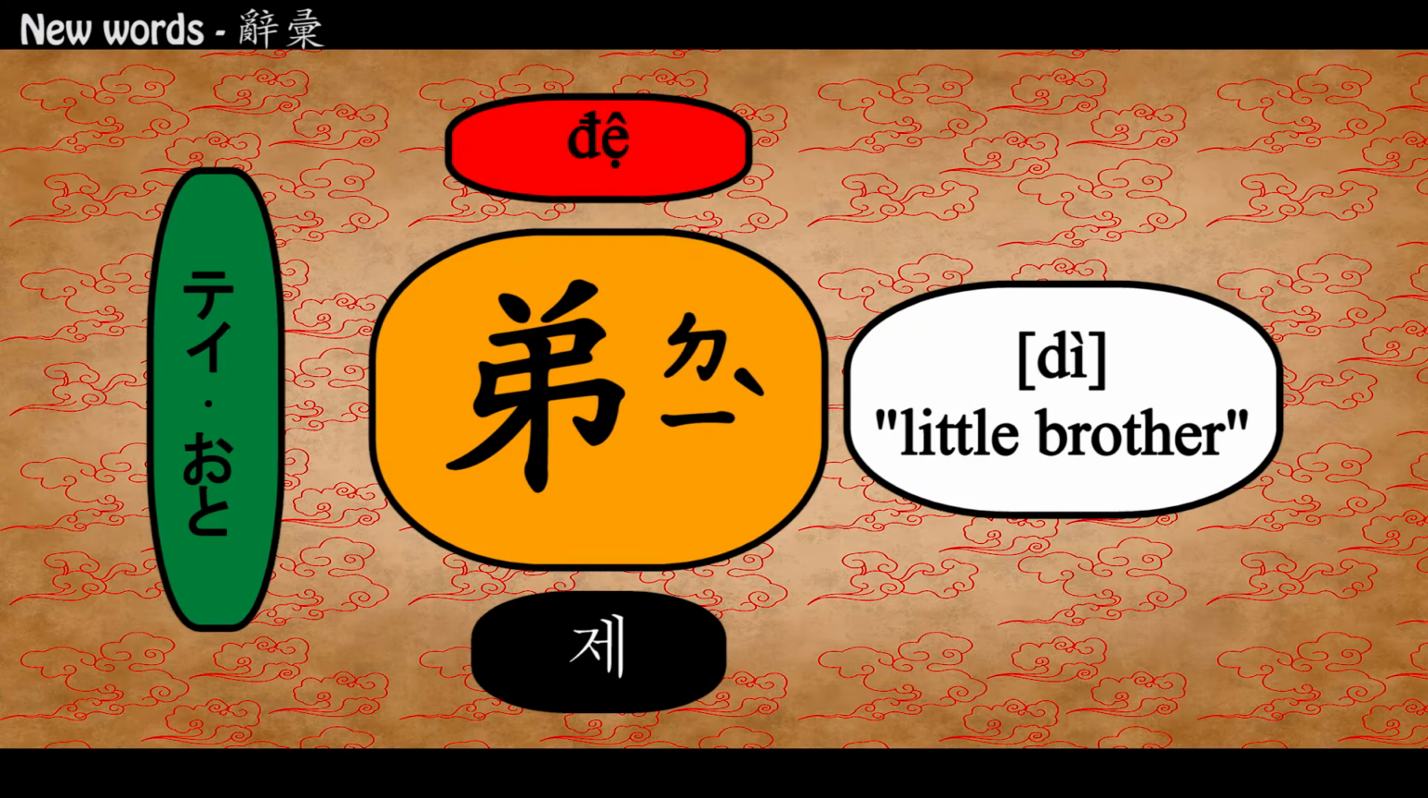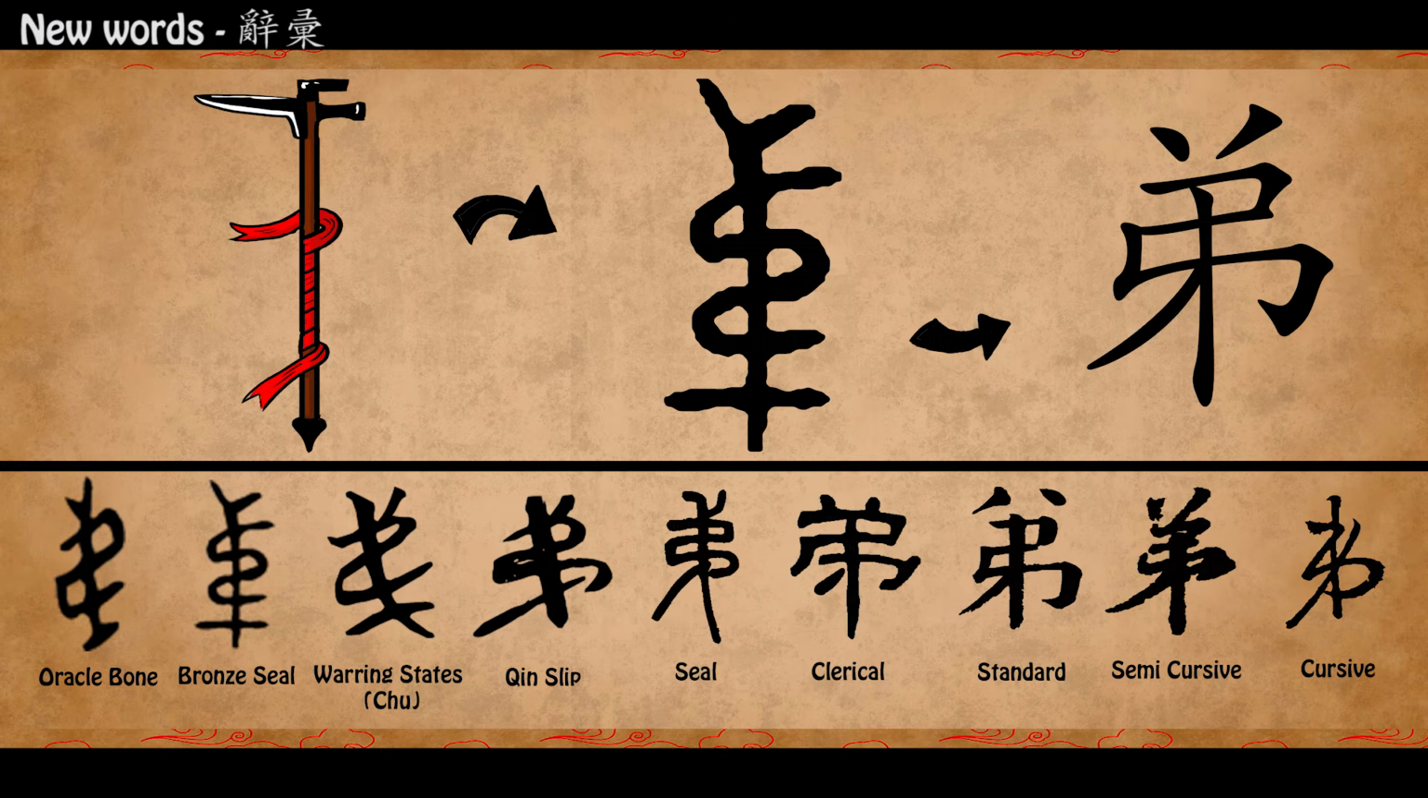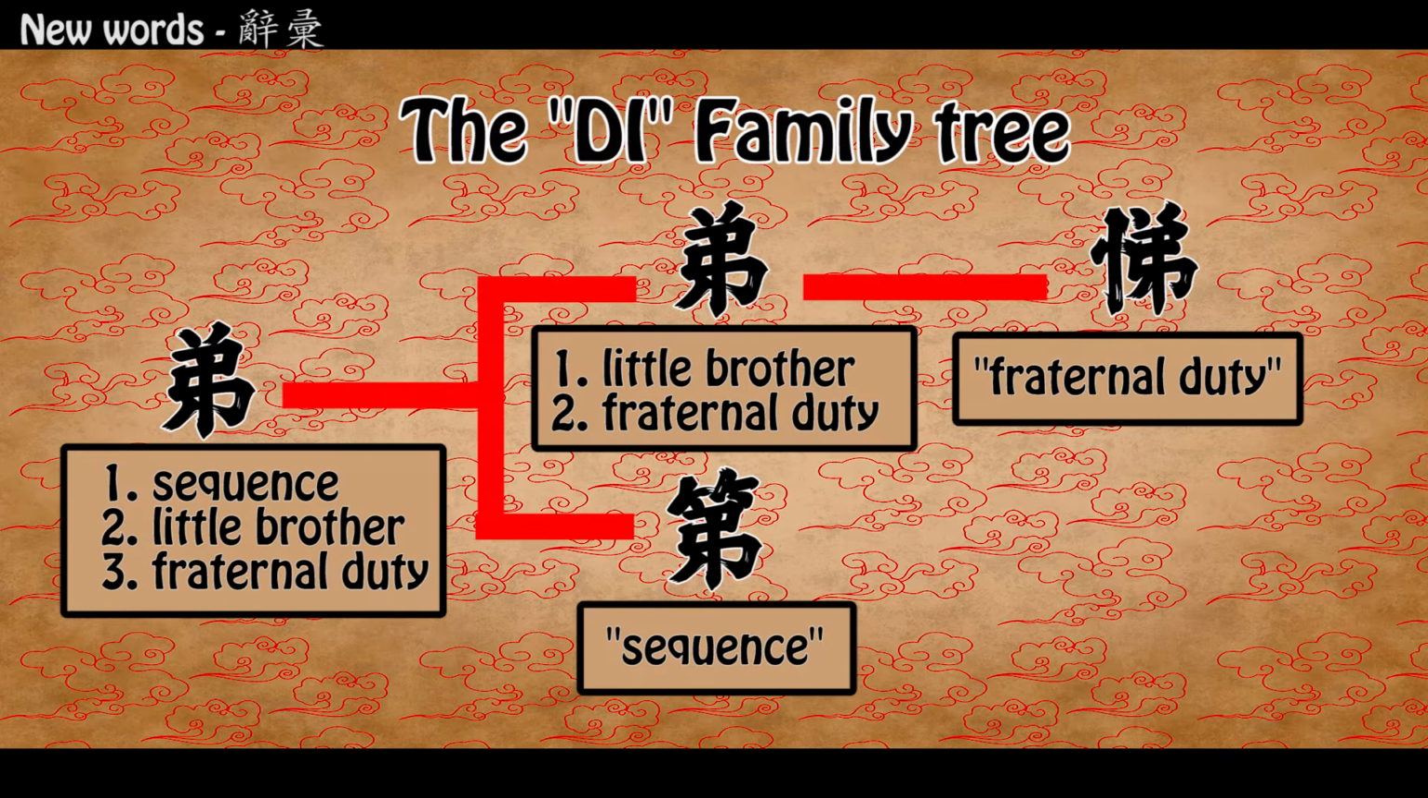Di, younger brother, little brother. A drawing of a spear shaft wrapped in strips of leather, one after another. A younger brother must come after an older sibling, so the character di was borrowed to write younger brother, little brother.